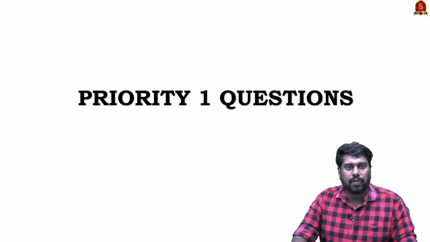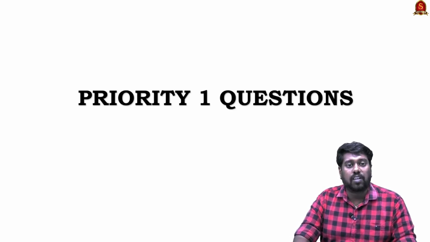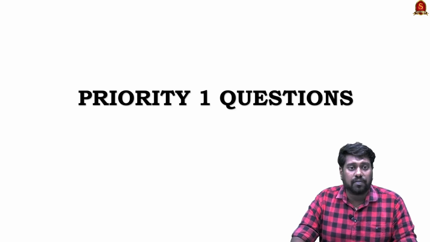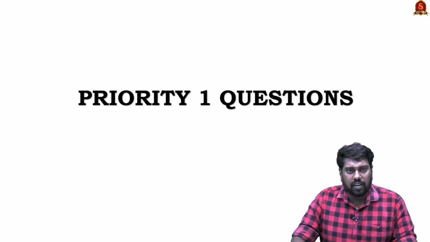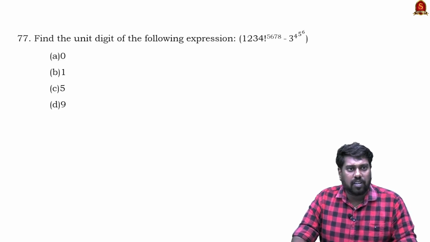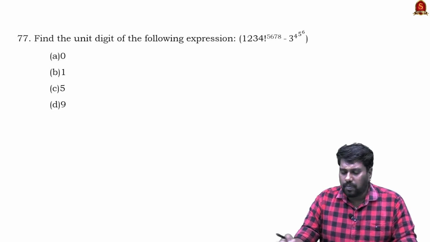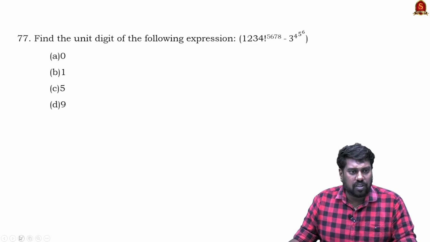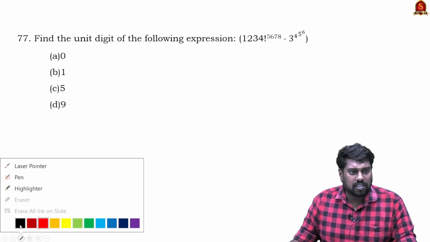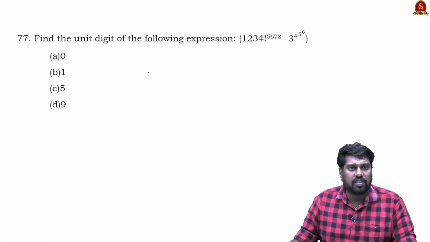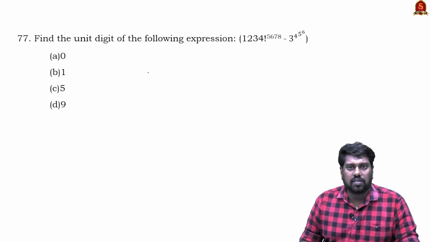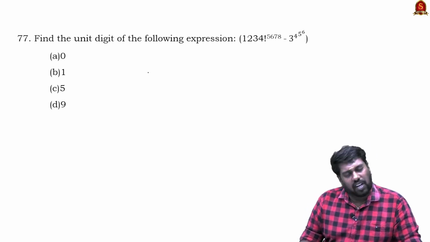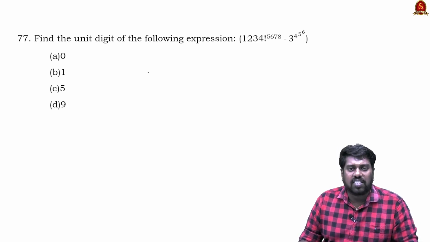Priority 1 questions and priority 2 questions I will give you. In the priority 1 questions, out of the 5 questions present in the last page of this question paper, 3 questions are very easy. For example, I can say this particular question. In this we have asked for just the unit digit of this particular number. The numbers are so big, yes or no? Numbers are so big, but it is a very easy question.